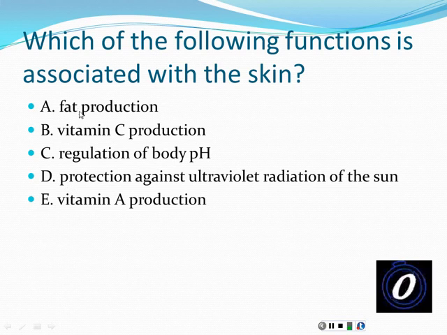The skin itself doesn't produce fat. The fat is produced underneath in the hypodermal layer. And it's not vitamin C, it's vitamin D. Vitamin D is the sunlight vitamin. We create vitamin D with exposure to sun. It's not regulation of body pH, it's temperature. So the skin is a primary player in thermoregulation or temperature regulation. And then it's vitamin D, not vitamin A.